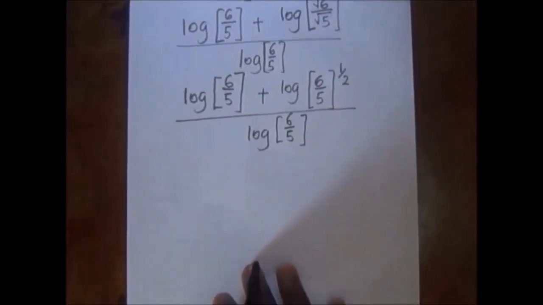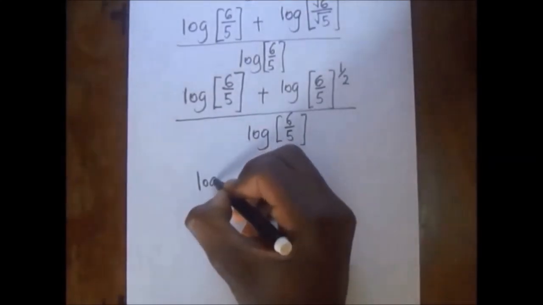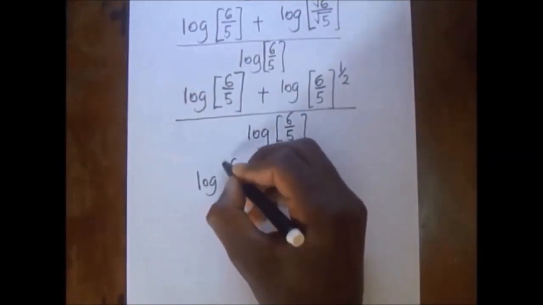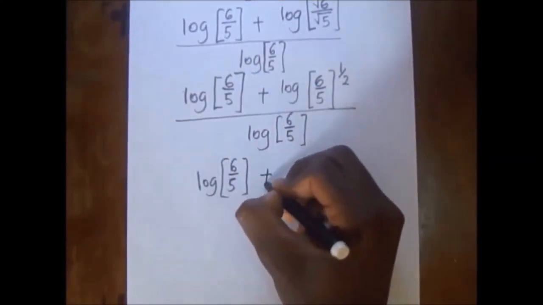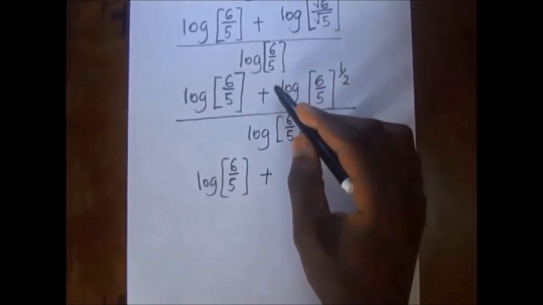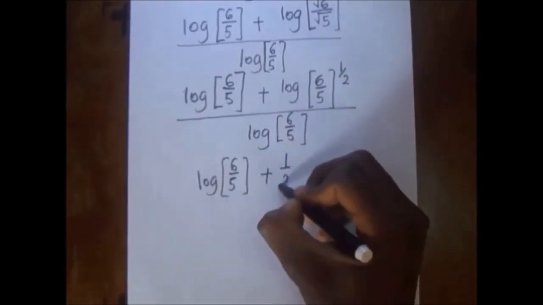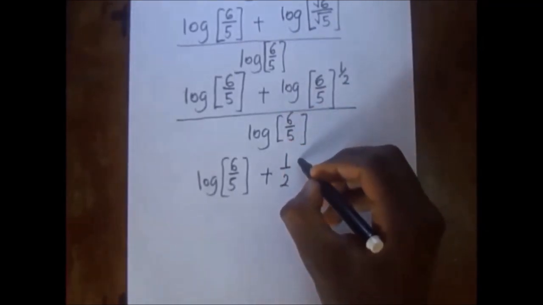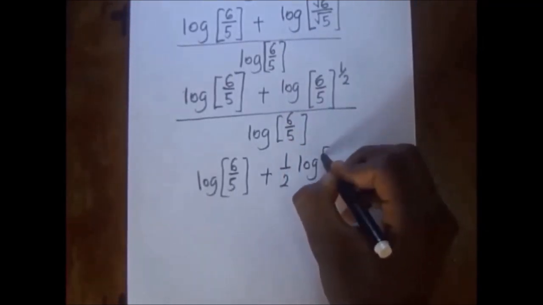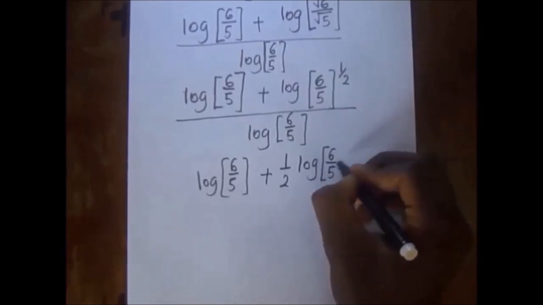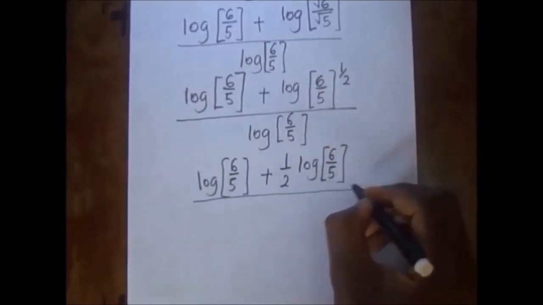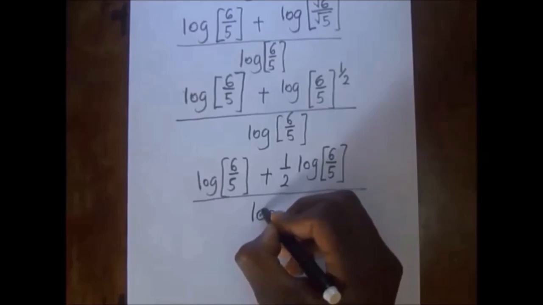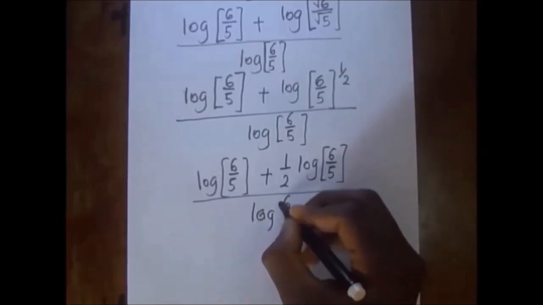So we continue, it's going to become log of 6 over 5 plus this a half. From our laws of logarithms, this a half is brought here, times a half log of 6 over 5, divide all that by the logarithm of 6 over 5.